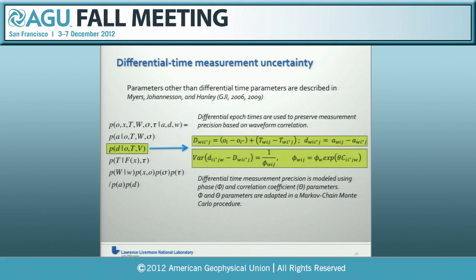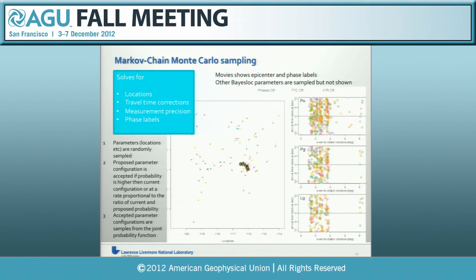The observed differential time is the absolute time in epoch seconds of the two arrivals, in this case based on waveform correlation. And then we're going to model the uncertainty, or the variance of the observed minus predicted, as a precision parameter. And that precision parameter has a phase component and also a component that scales the correlation coefficient. And both of these parameters, the phase component and the correlation component, are modeled during a Markov chain Monte Carlo. Now I'm going to get to how we actually sample this.